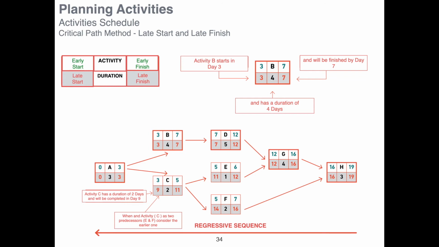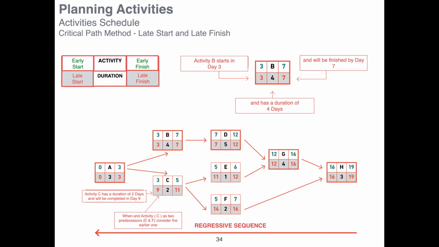Activity H, we know already from the previous exercise that it will be completed on day 19. It will have a duration of 3 days, so it means it can start on day 16. 16 goes to G and goes to F. G will have a duration of 4 days. 16 minus 4 gives us 12, and 12 goes for D and E.